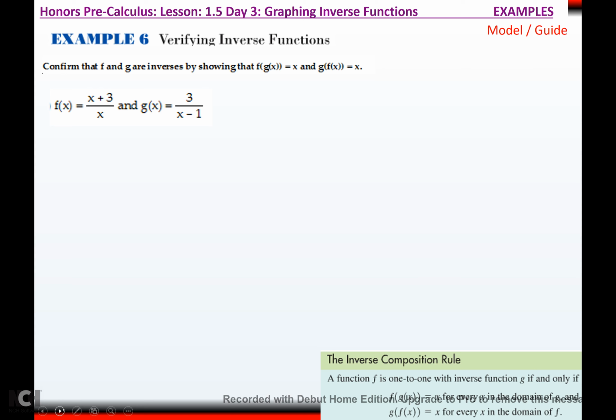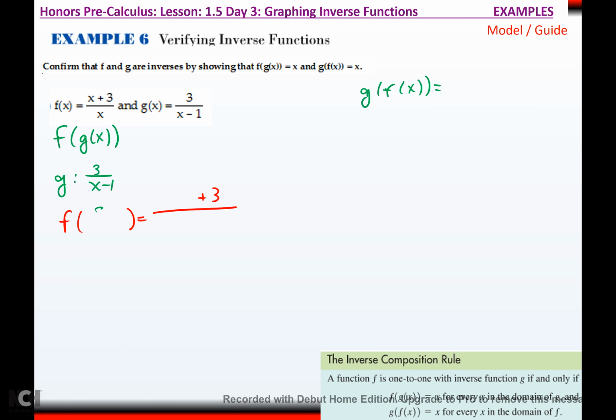Alright, confirm that these are inverses to each other. So we have to find f of g of x, and we have to find g of f of x. For this one, we're going to start with g, which is 3 over x minus 1, and take it to f. F says whatever you brought, add 3 to it and divide by it. So I brought 3 over x minus 1, which I put here and here.